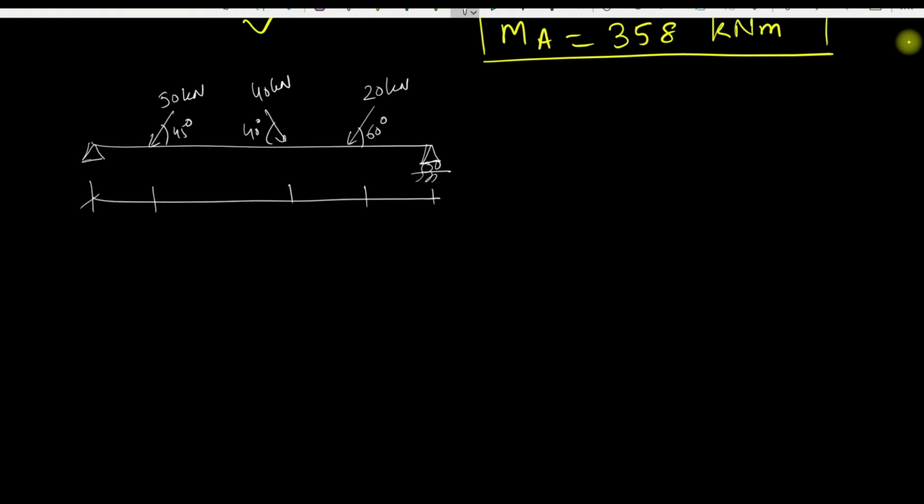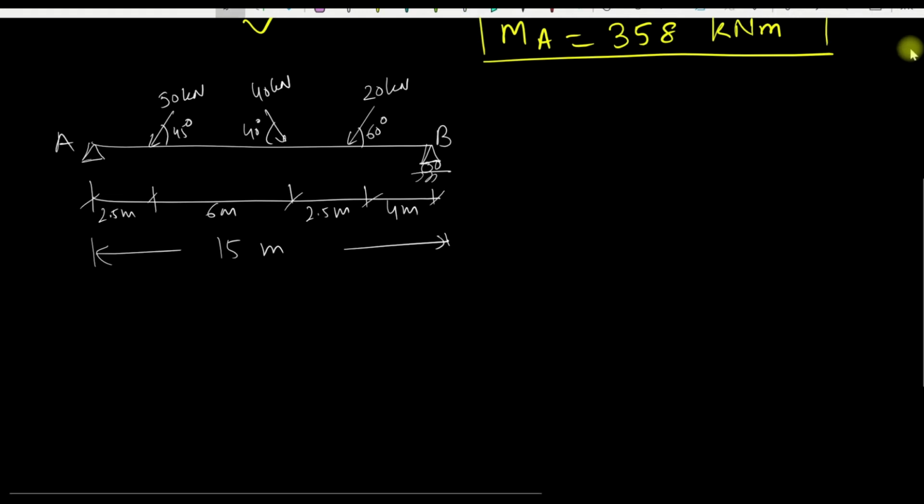So this distance is 2.5 meter, 6 meter, 2.5 meter and 4 meter, and the total span of the beam is, let us say, 15 meter, and we can nominate the beam as beam AB. Now we need to resolve the forces into horizontal and vertical components, and before that let's draw the free body diagram.